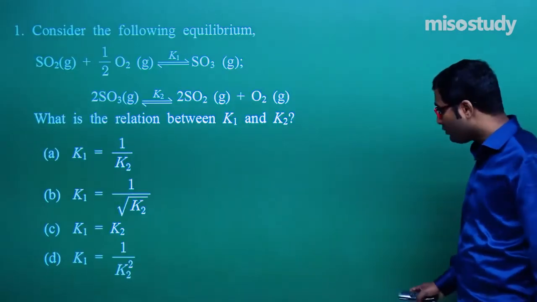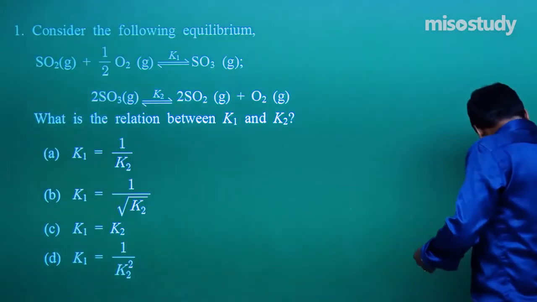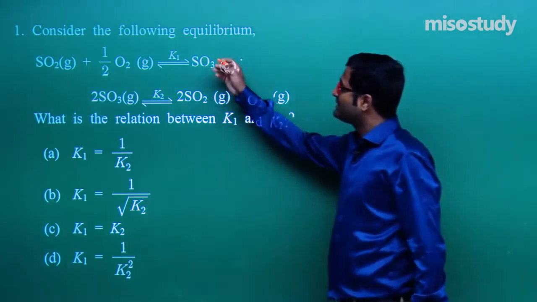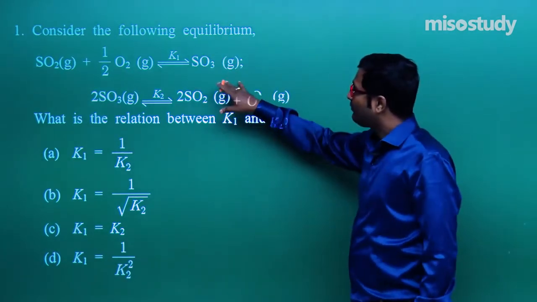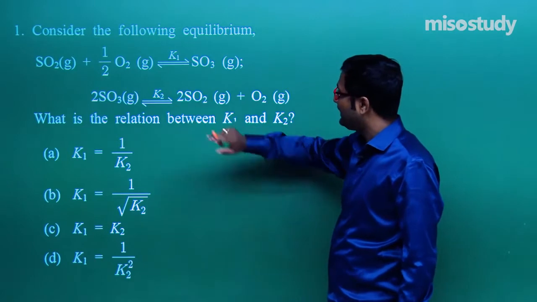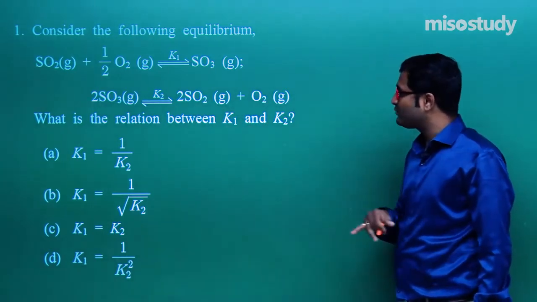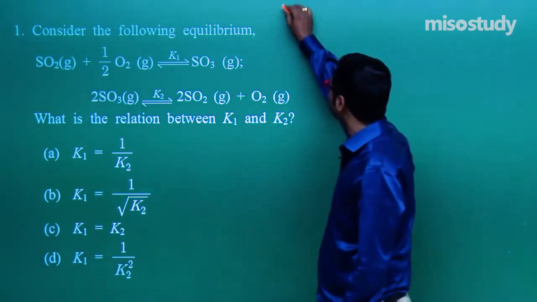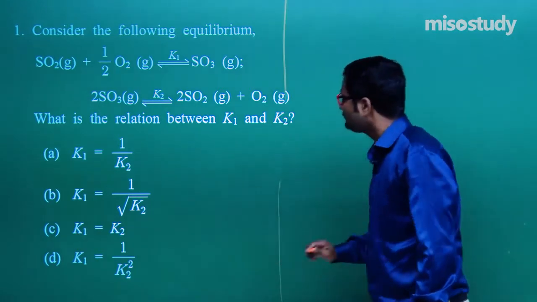Now look at the first question. Read the question carefully, wait for a moment. Consider the following equation. For this, K1 and K2 are given. What is the relation between K1 and K2? Okay friend, what to do?